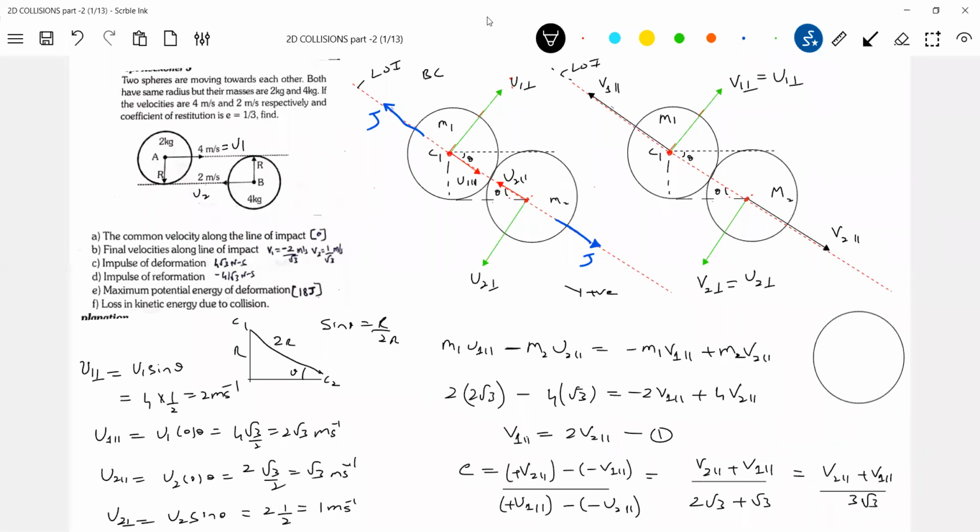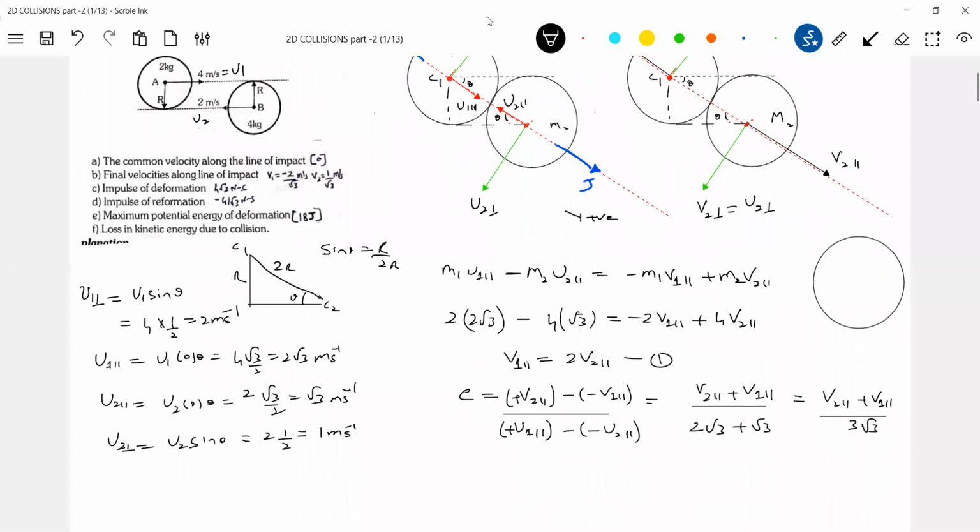Value of e we know. Value of e is how much, given? 1 by 3. Substituting that, 1 by 3 is equal to V2 parallel plus V1 parallel, divided by root 3. So V2 parallel plus V1 parallel is equal to root 3. Substitute V1 parallel equal to 2 V2 parallel. So V2 parallel should be equal to 1 by root 3.